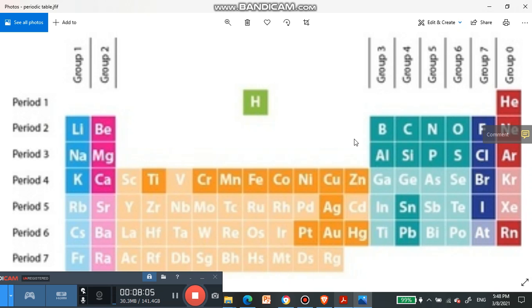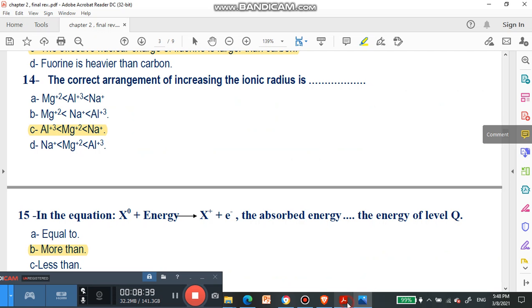Okay, if we lose 1 electron, the radius will be higher. If we lose 2 electrons, the radius will decrease. If we lose 3 electrons, like the metal aluminium, the radius will decrease more. So if we make the arrangement in size, Na plus is larger than Mg plus 2, which is larger than Al plus 3. This is a very important question. Here we have the correct arrangement of radius: Na plus more than Mg plus 2, more than Al plus 3. Let's go into question number 15.